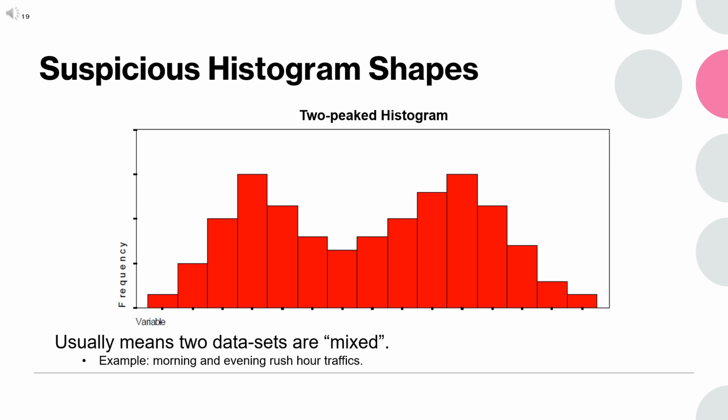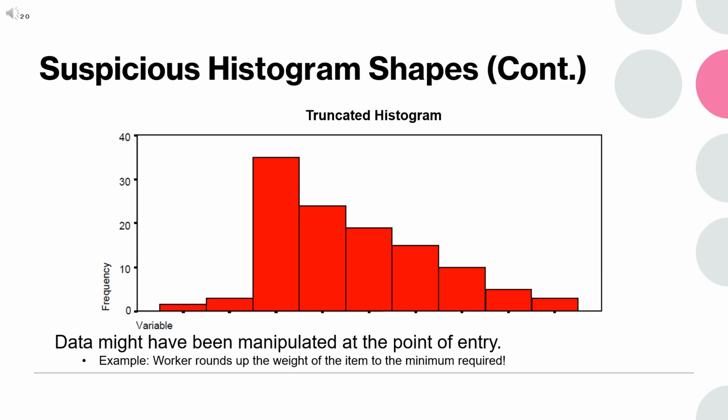Truncated histograms occur when the data displayed is cut off at a certain point, either intentionally or unintentionally, resulting in a misleading representation of the overall distribution. This can happen if the histogram only includes data within a specific range, omitting values that lie outside this range, which can significantly distort the interpretation of the dataset. Data might have been manipulated at the point of entry for various reasons, such as to emphasize a particular trend, achieve a desired outcome, or mask negative results.